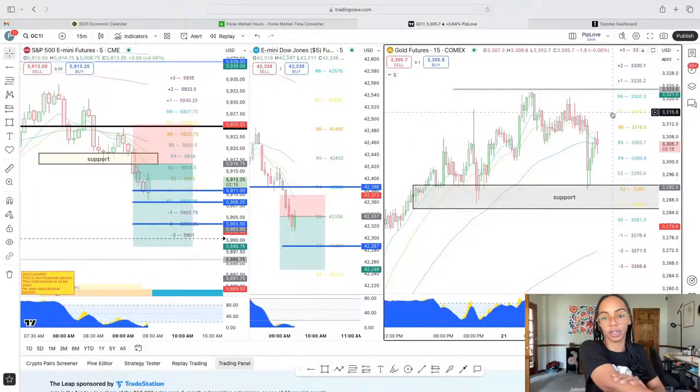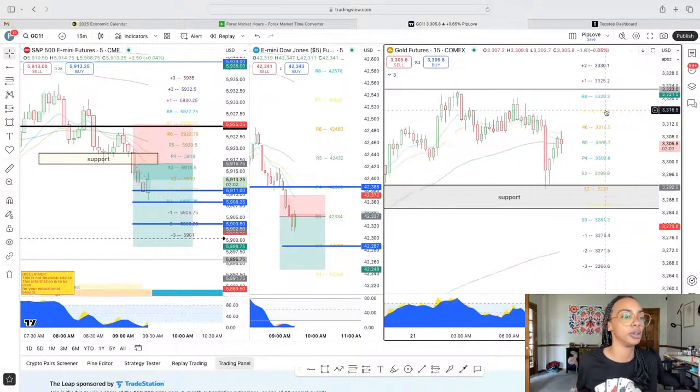Charlotte says, do we enter on the 1 minute? After I plot out my bigger areas and what I'm looking for, I can use the 1 minute to get into the market. Let's see here. Let's try to do it with gold.